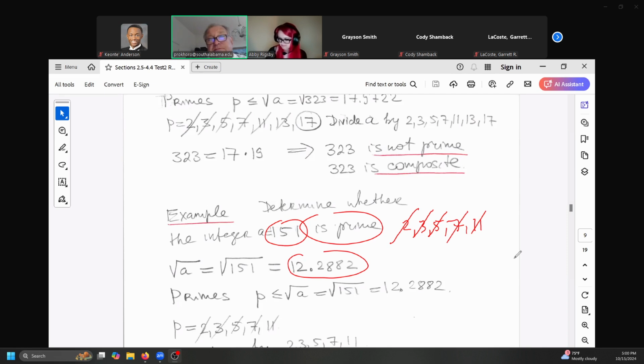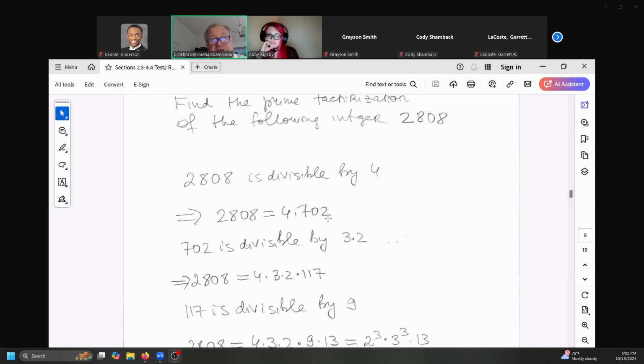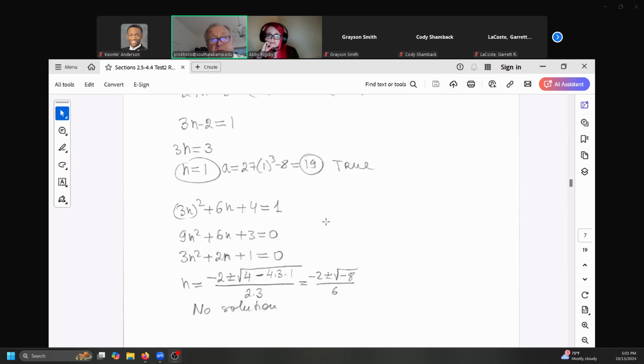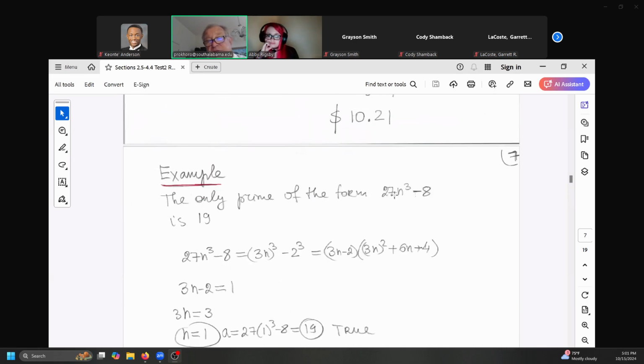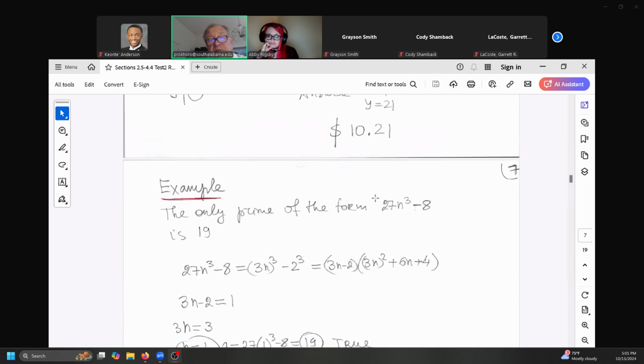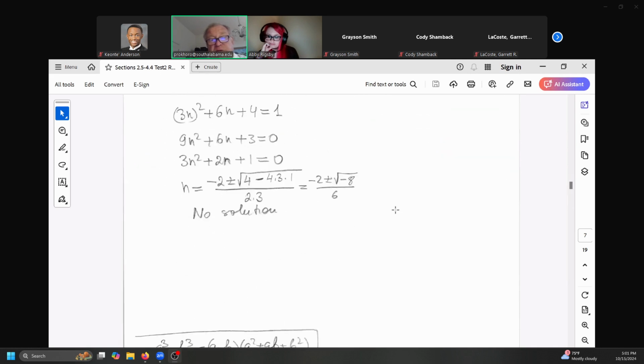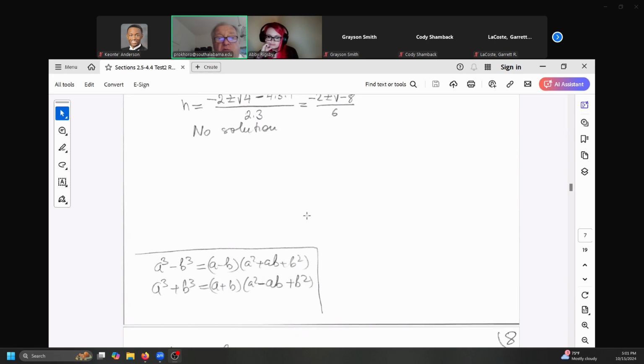Okay, let's do one more problem about prime numbers, and change this problem a little bit. You can write this problem at home. You can see it, but I will choose a simpler formula. It's about formulas that we know for a cubed minus b cubed, a cubed plus b cubed, and one more formula that we know. I'm going to use it to give you a different example.